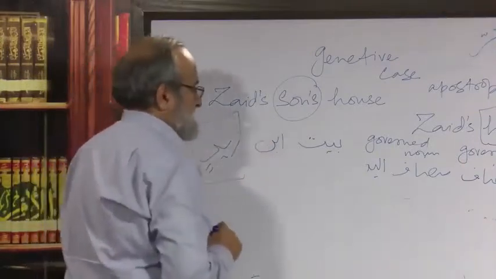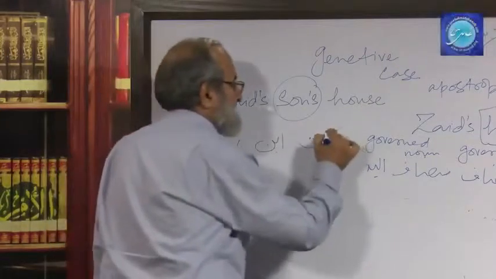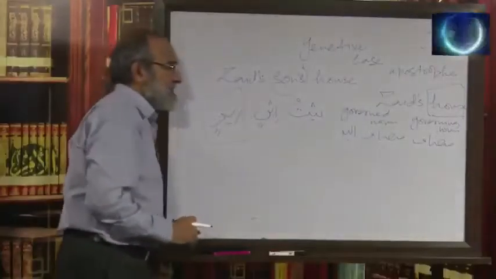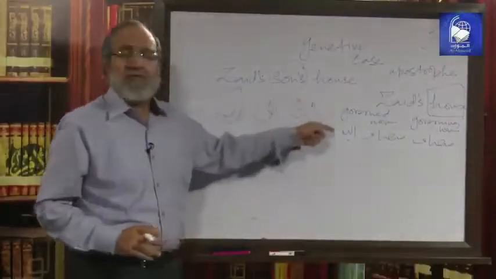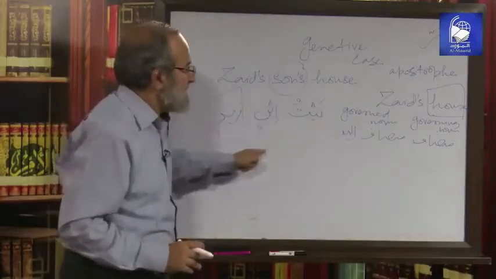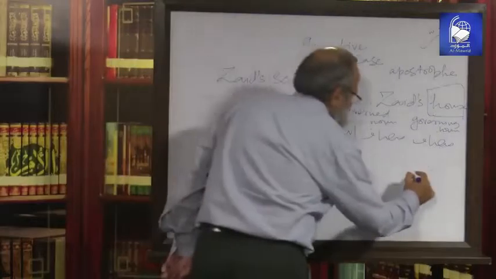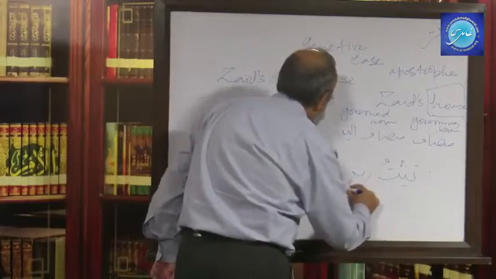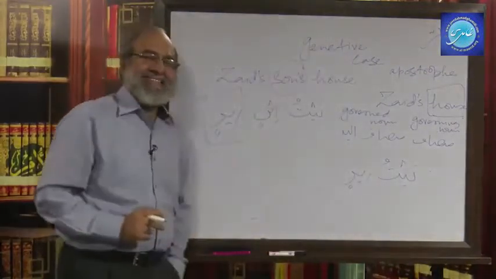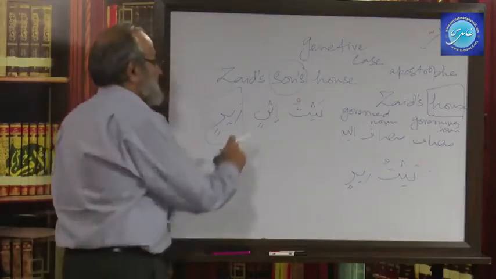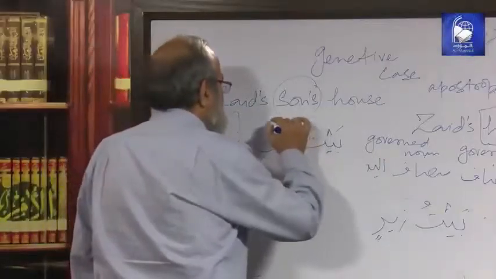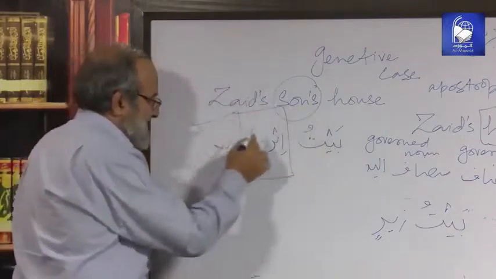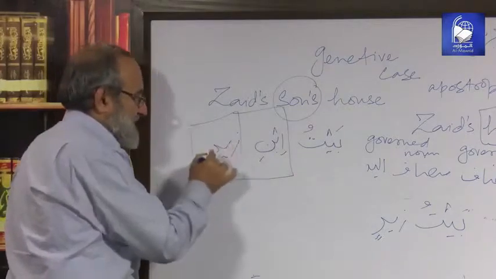For the time being, let's forget about Zaid. The idea is that what we're saying is Baytu ibnin, and the meanings would be son's house. Like Baytu Zaidin was Zaid's house. Baytu ibnin is son's house. Now, forget about Bayt for the time being, and let's come here. And what you have is Zaid's son, which is Ibn Zaidin.